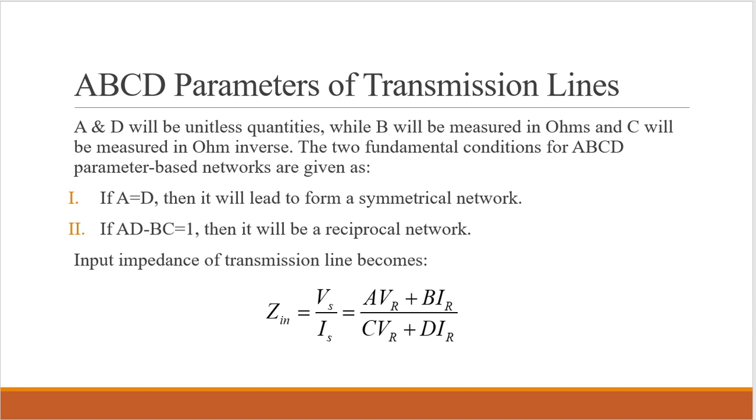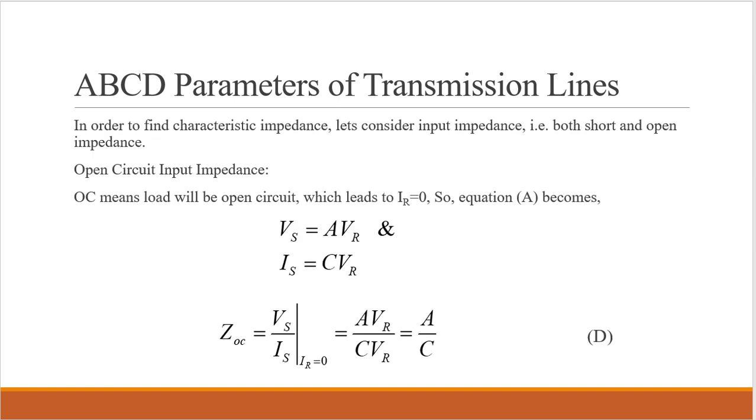Therefore, finding the input impedance of the transmission line, it becomes Z in equal to Vs divided by Is, and this will be equal to AVR plus BIR divided by CVR plus DIR, where A, B, C, D are known to you, and VR and IR are the voltage and current across the receiving end respectively.